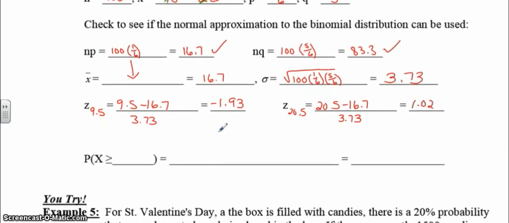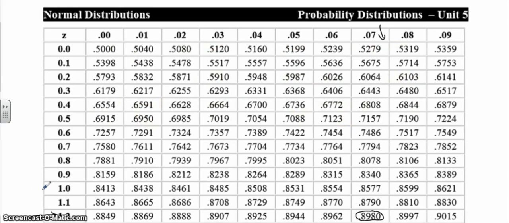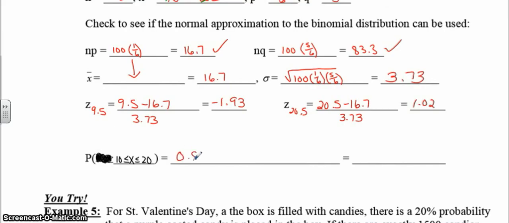So from the normal lesson, if you're trying to find the probability of being in between two numbers, you have to take the probability with this z-score and subtract the probability for this z-score. So we're looking for the probability of being between 10 and 20. So let's get the probability of 1.02. All right, here's 1.0 and here's the 0.02. So that is equal to 0.8461. So you're always taking the higher one and subtracting the lower one.